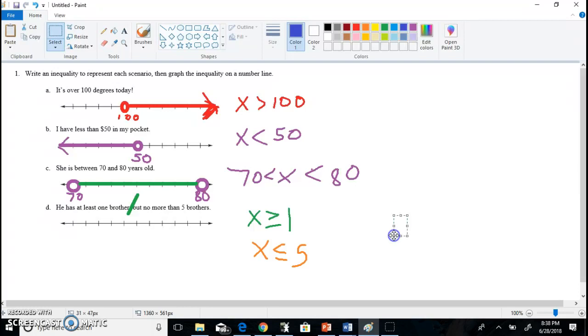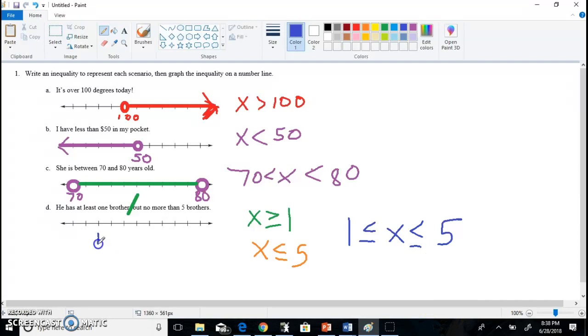So that means that X is between 1 and 5, and it's greater than or equal to 1. Now, I know I've drawn a less than sign, but if you look at it backwards, well, let's look at it frontways first. 1 is less than or equal to X. If we read it backwards, X is greater than or equal to 1. And then X is less than or equal to 5. So that's how we would put it together.